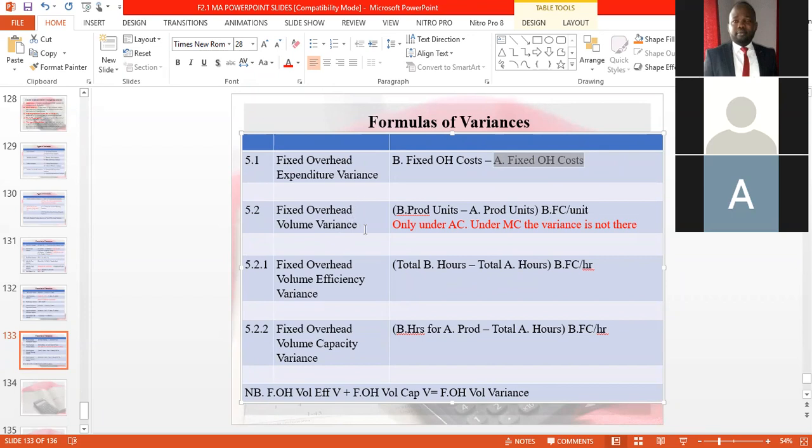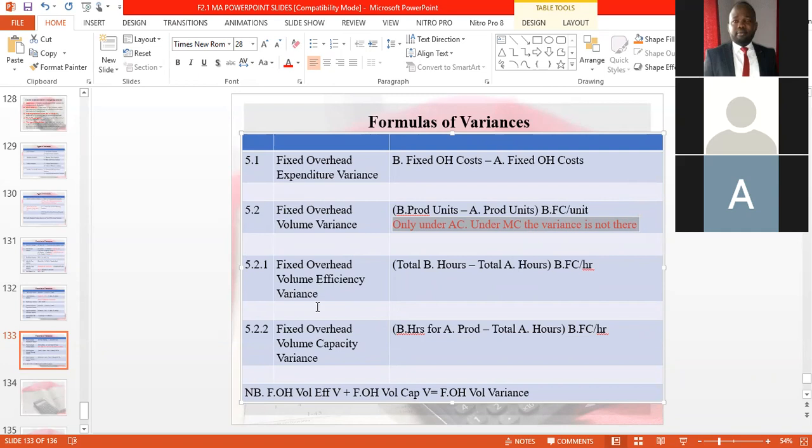How do we get fixed overhead volume? It is budgeted production units minus actual production units, times budgeted fixed cost per unit. We said that this volume variance is only there under absorption costing.